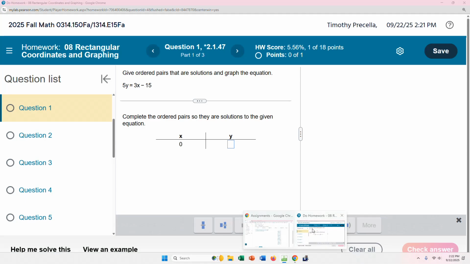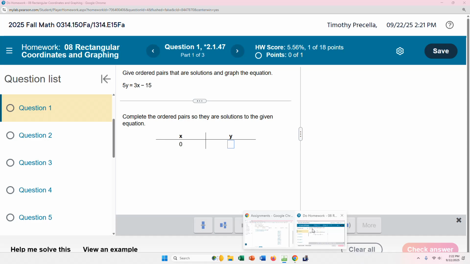Look at that first line. It says, complete the ordered pairs so that they are solutions to the given equation. Notice how there's a 0 under the x. What are y'all thinking that's telling us to do? What are we going to do with this 0? Plug it in for x.